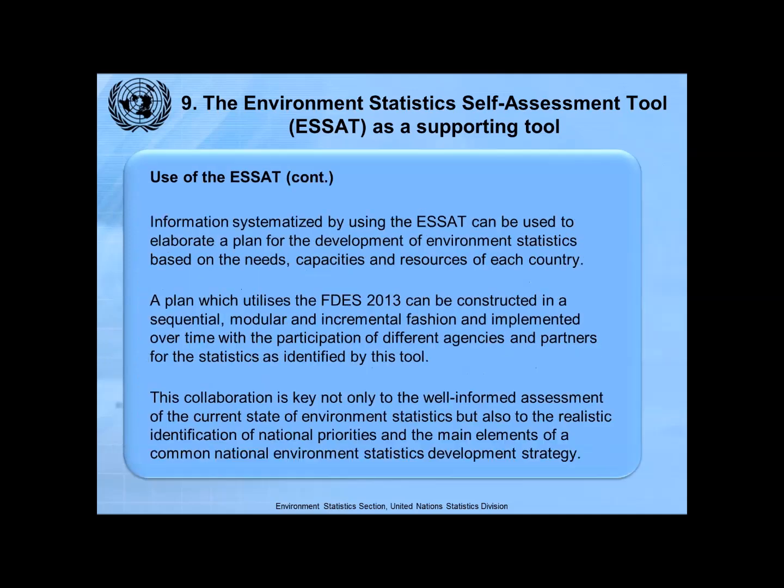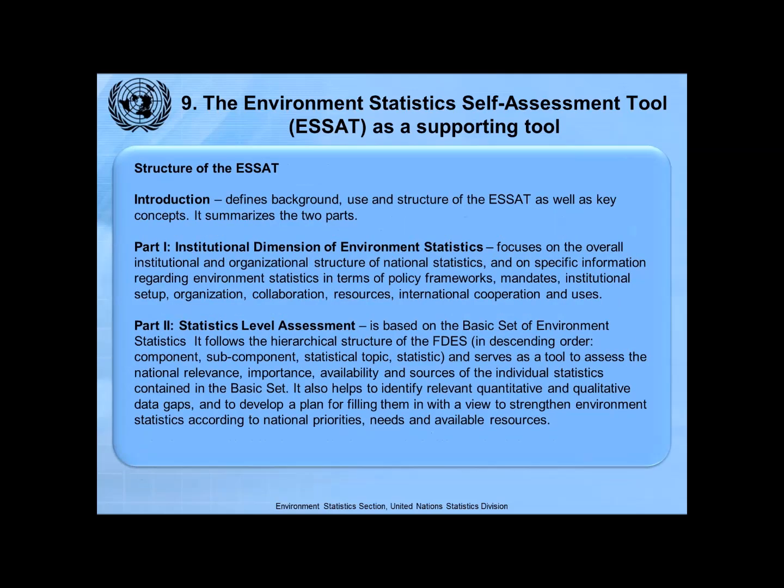I'll skip on the slide. It's just further uses of the asset. And the structure here is divided into 2 parts. The first part is the institutional dimension of environment statistics, and the second one is the statistics level itself.